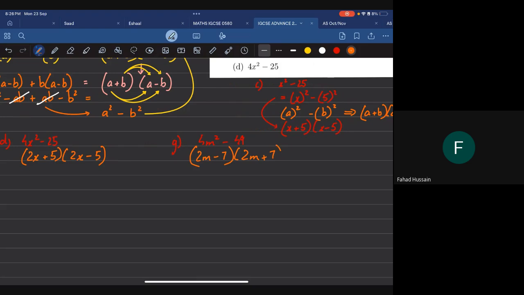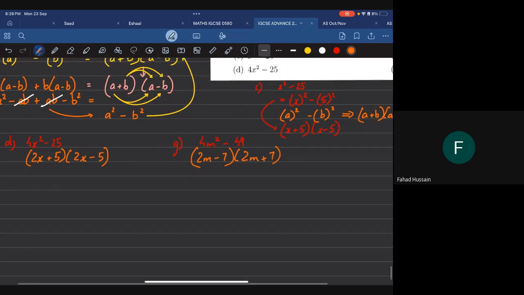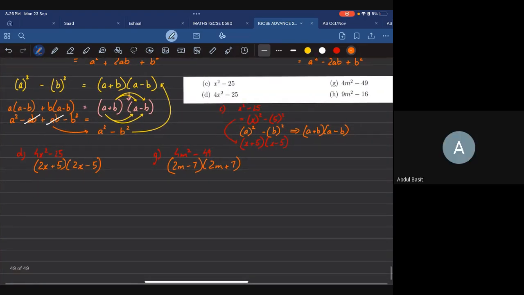2m minus 7, 2m plus 7. Yes, sir. Everyone's getting the same answer. All right. Hayan, are you getting the same answer too? Yes. All right. Yes, Saad. Can you tell me the answer to the last one? I got 3m minus 4 and 3m plus 4. Yes. Everyone's getting this answer? Right. All right. Yes, sir.